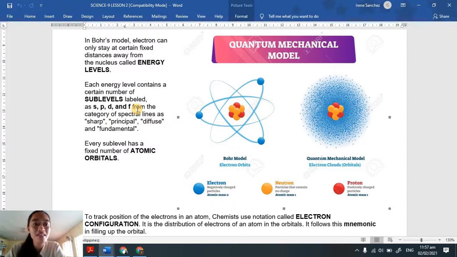So we have these different sub-levels: S, P, D, F. The four types are S, P, D, and F, from the category of spectral lines such as sharp, principal, diffuse, and fundamental. The scientists saw these lines using a machine in their spectrum, in their light. Every sub-level has a fixed number of atomic orbitals.